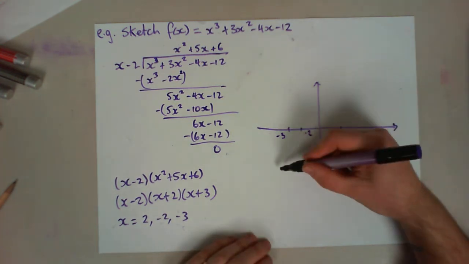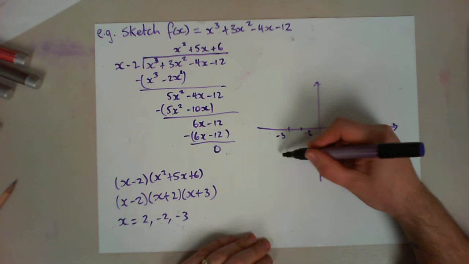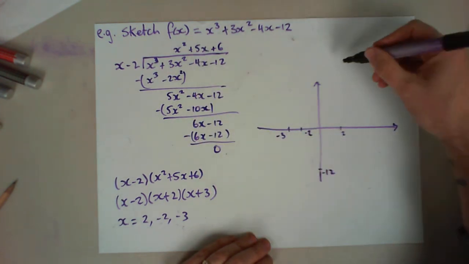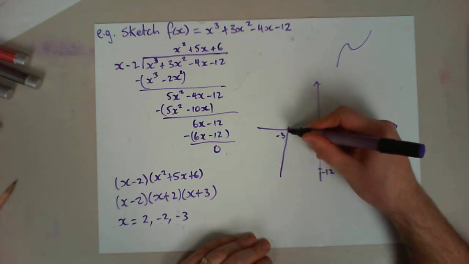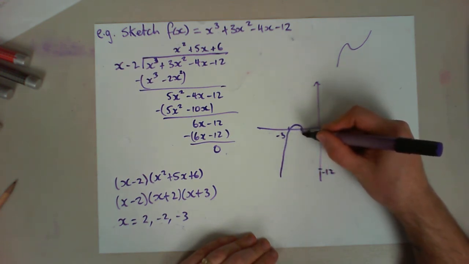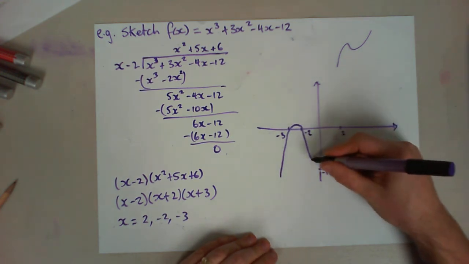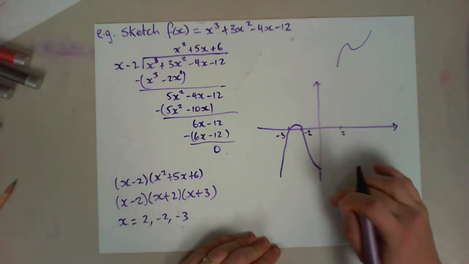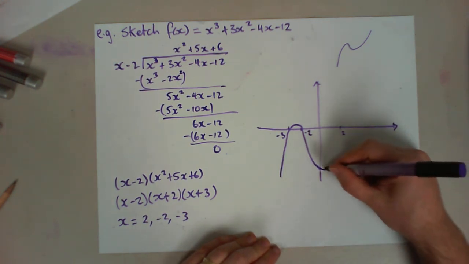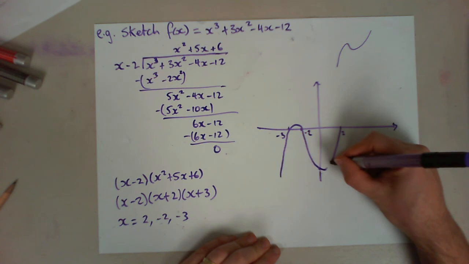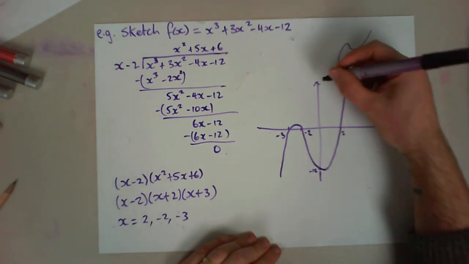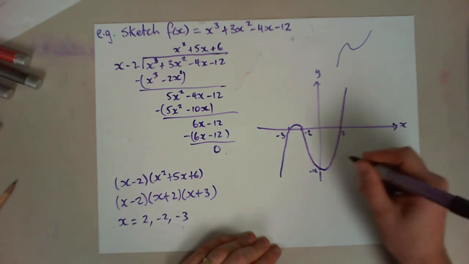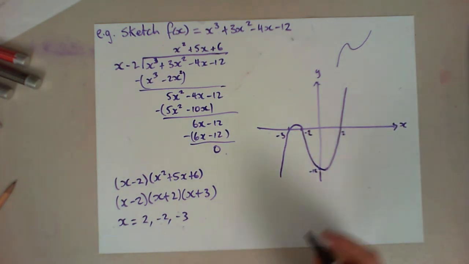So we can now, and we know we're going through negative 12, remember, and we know that we're positive, so we're shaped like that. So we can come up, do our intercepts, back down, and we're going to be something like this.